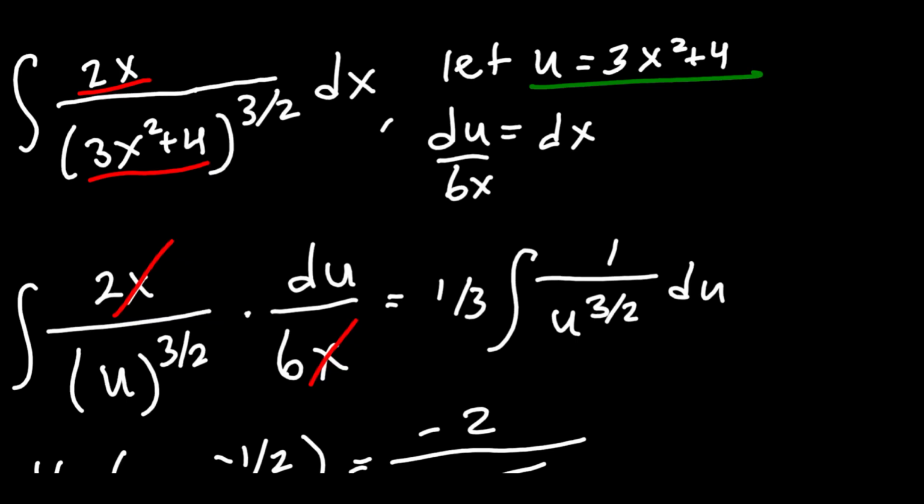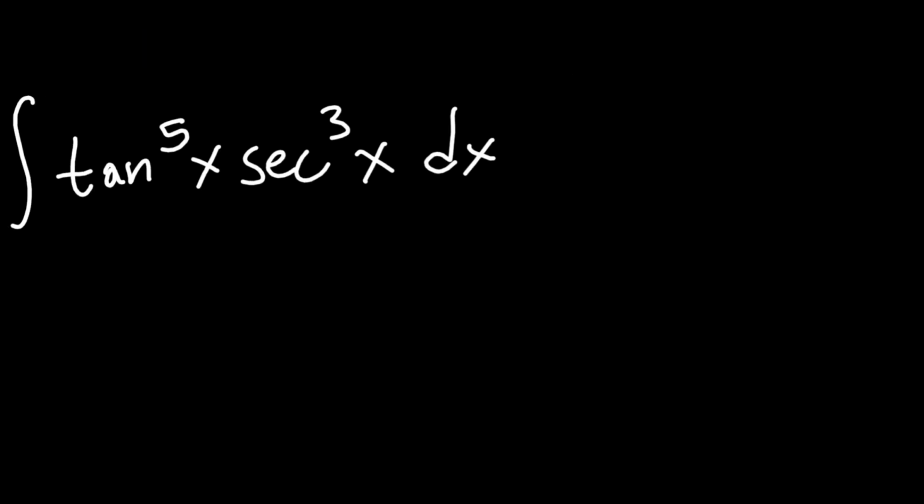So if we go down here, we have the integral of tangent to the 5th x, secant to the 3rd x, dx. I'm going to give you a moment to see what we can do and what we can sub, or what are some ideas we have regarding this integral.